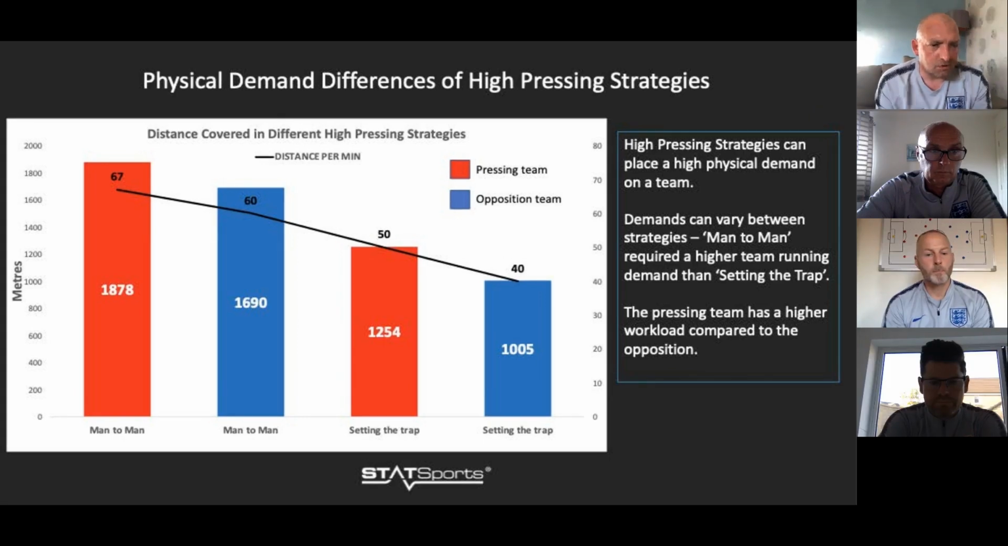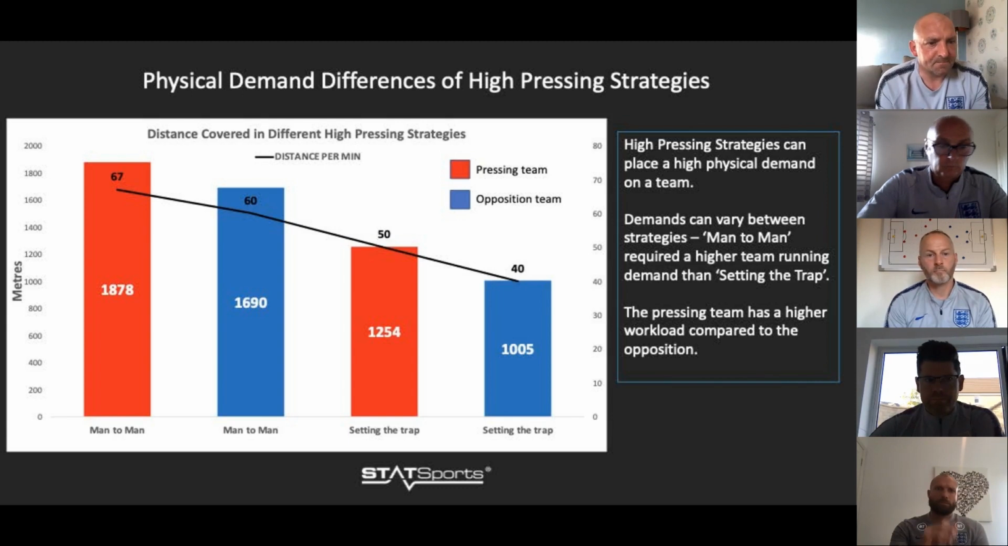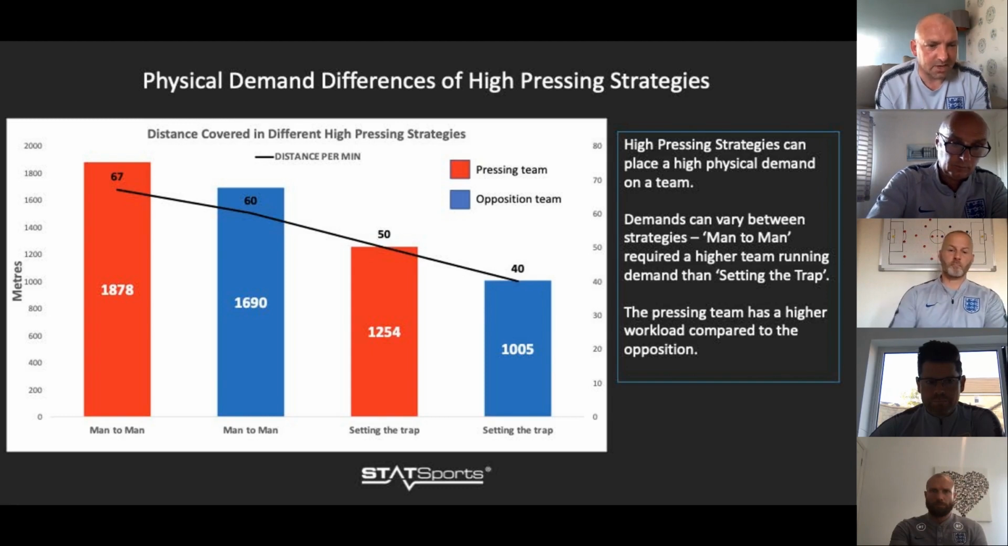Now, they were coached over 2 half-an-hour periods for different types of pressing. One was a man-to-man strategy, and one was setting the trap, where they were actually trying to show the opposition outside, so kind of opposite to what Fozzie was doing with his players. But it's just an important figure to show. If you look at the 2 red bars, that's the same team being coached in 2 different pressing strategies.